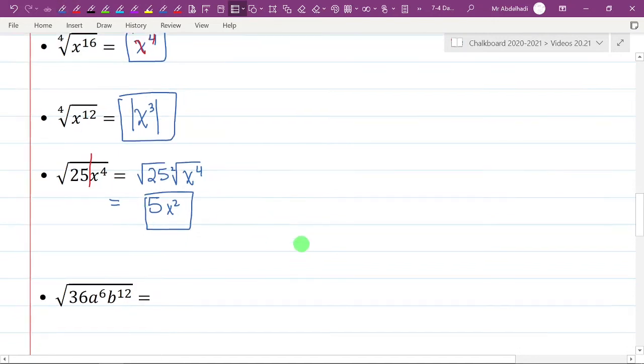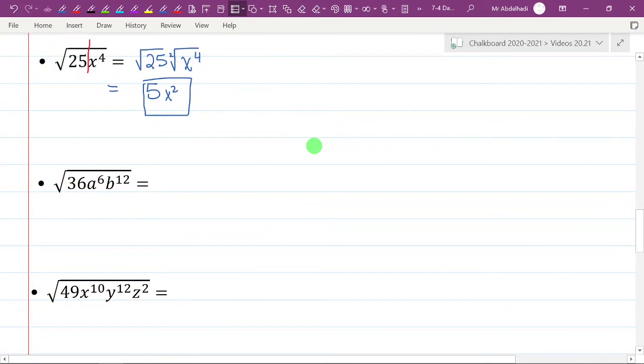Here we have 3 things inside the root, so we're going to chop this up into 3 roots. We have the square root of 36, the square root of a to the 6th, and the square root of b to the 12th. The square root of 36 is 6, principal root only. This is going to be the 6th power divided by the 2nd power, and 6 divided by 2 is 3, so this is a to the 3rd.